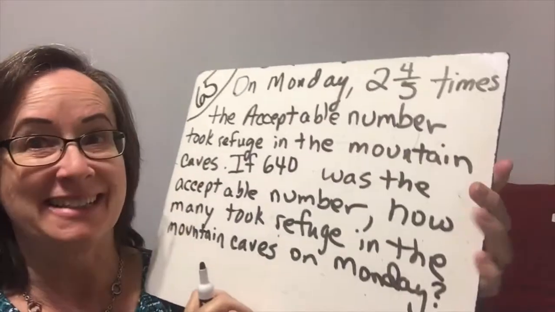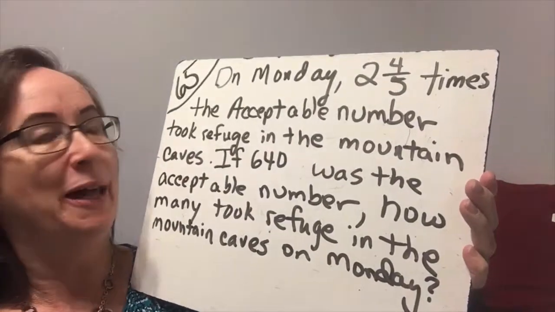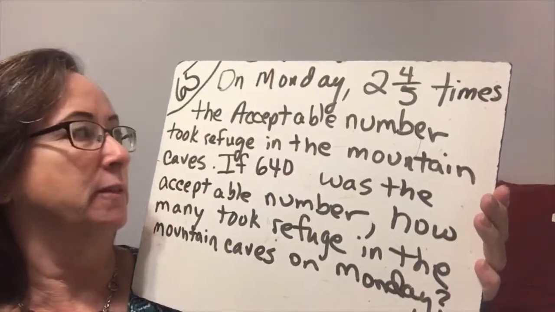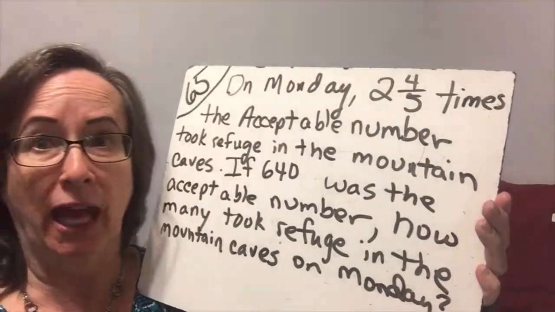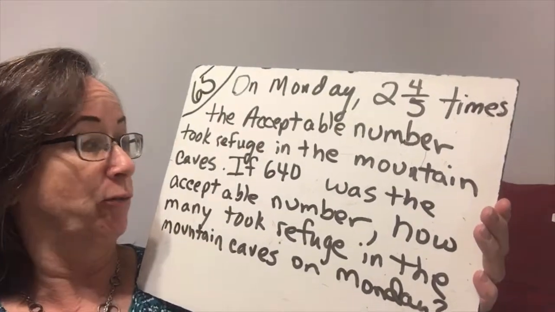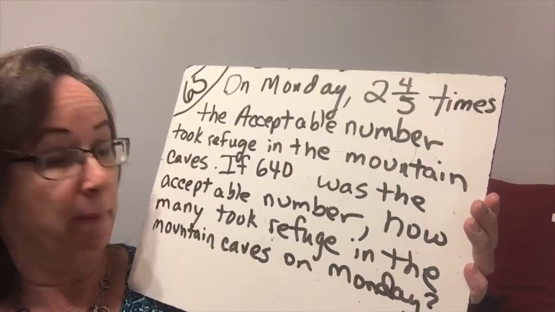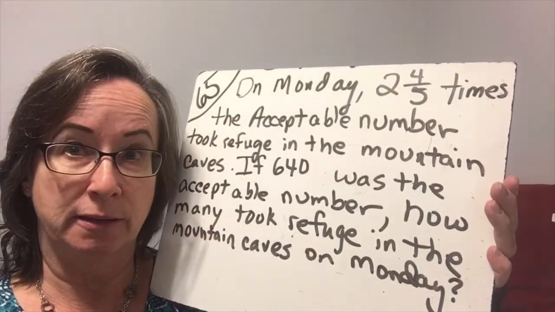All right, here is example number 2. On Monday, 2 4/5 times the acceptable number took refuge in the mountain caves. If 640 was the acceptable number, how many took refuge in the mountain caves on Monday?